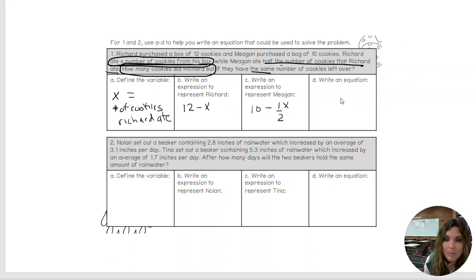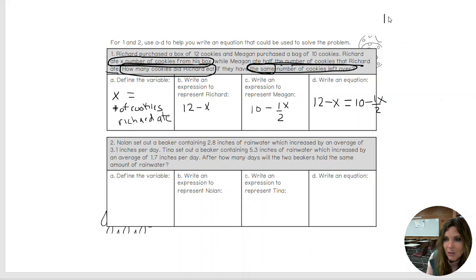Now, the way that we put this together in an equation is we know that we can find out how many cookies Richard ate if they have the same number of cookies left over. When it says the same, that's where our equal sign is going to go. The number of cookies that Richard has left over is 12 minus X. We want to set that equal to the number of cookies that Megan has left over. The expression for that is 10 minus 1/2 X. Okay, so there's our equation.